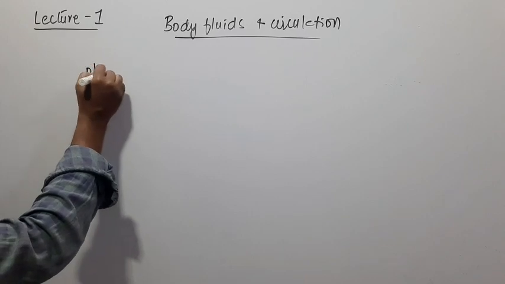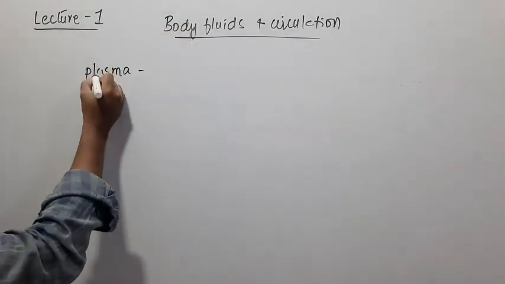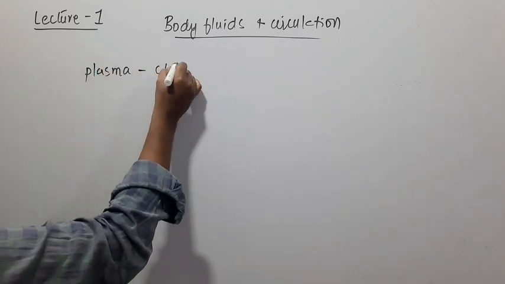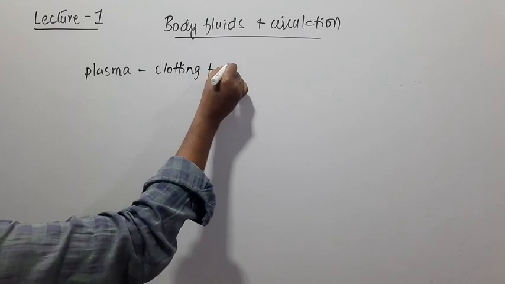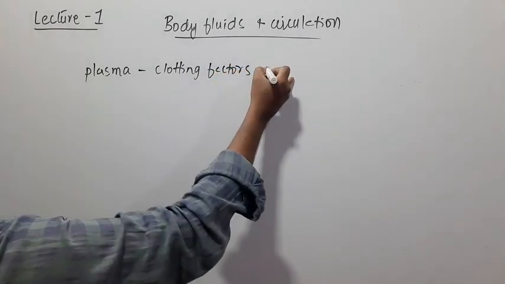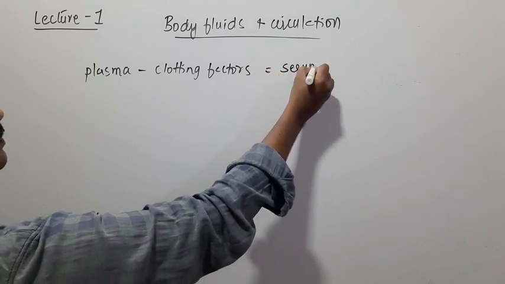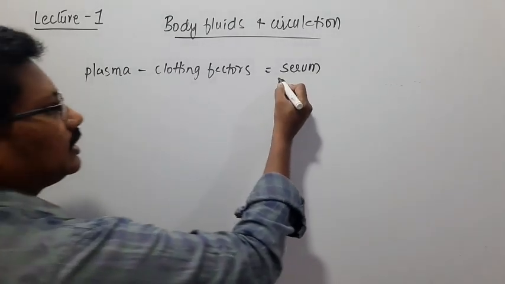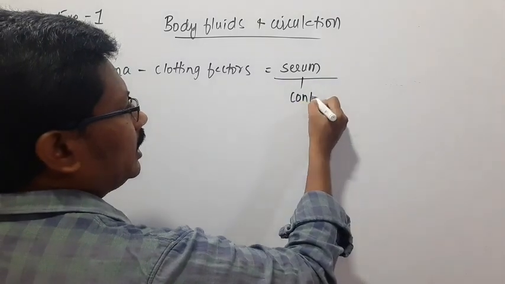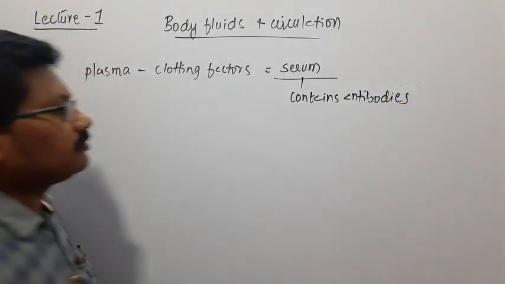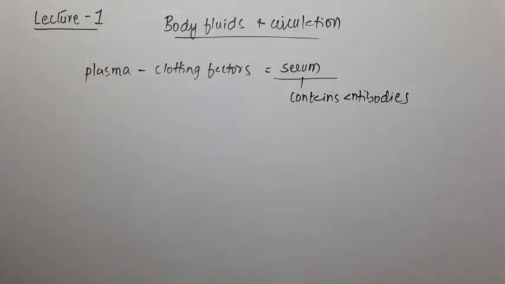The plasma without the clotting factors, so I say plasma minus clotting factors. If you remove the clotting factors from the plasma, then you will get the serum. So plasma minus clotting factors is serum, right? So here the serum contains antibodies.